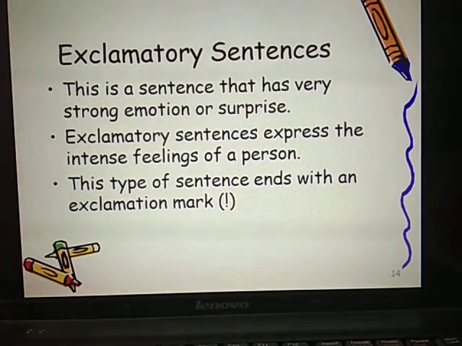This is a sentence that has very strong emotion or surprise. When you have some emotions or surprise, generally we use an exclamatory sentence. Exclamatory sentences express the intense feelings of a person. This type of sentence ends with an exclamation mark. So you could see here how we have put an exclamation mark.